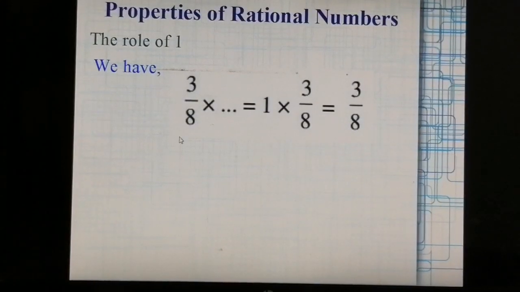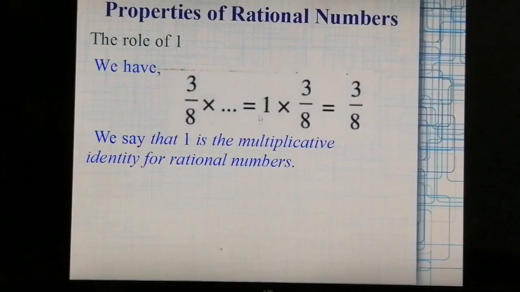Now here 3/8 multiplied into 1, we get 1 multiplied into 3/8, and here we get the number back. So the role of 1 is multiplicative identity. It means if we multiply any rational number with 1, or 1 is multiplied with any rational number, we get the same rational number back. Sorry, 1 has no effect if we multiply it, and we say that 1 is the multiplicative identity for rational numbers.